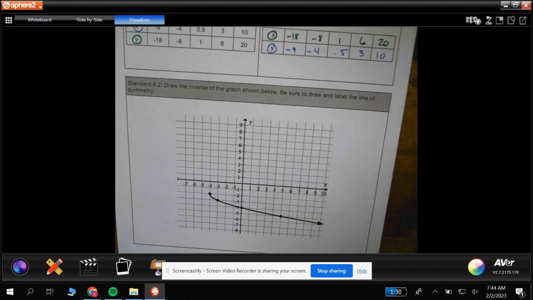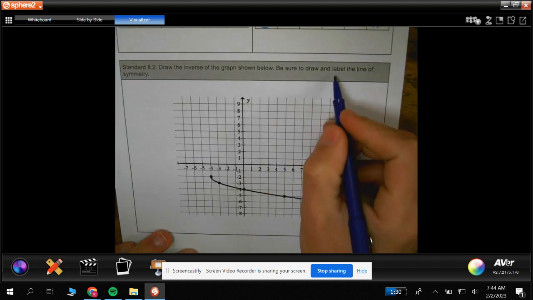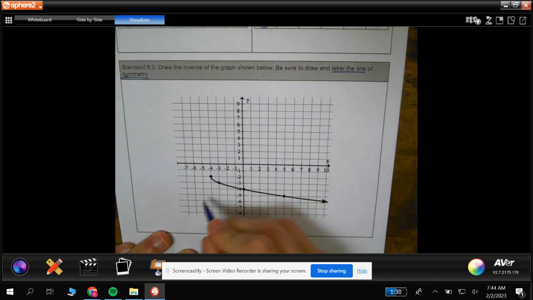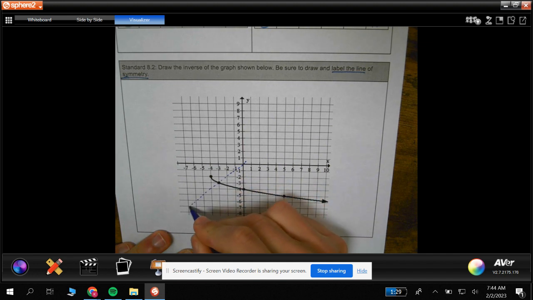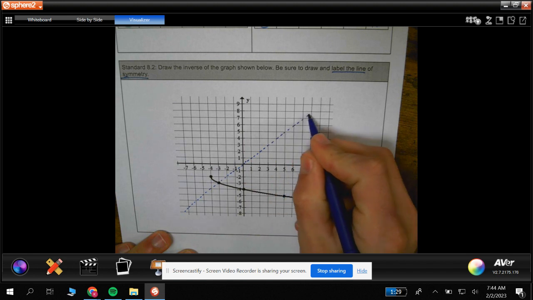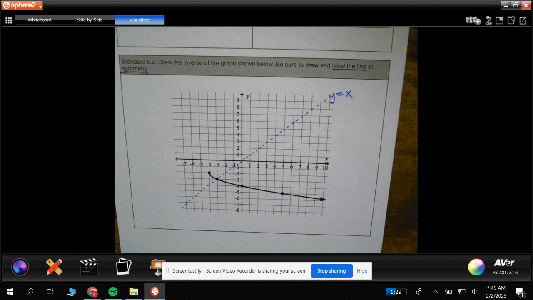How do we do an inverse from a graph? Now, for a graph, the key is, what is the line of symmetry? The line of symmetry that we are looking at is this line right there. It is the line y equals x. So basically we're going to reflect the points over that line.